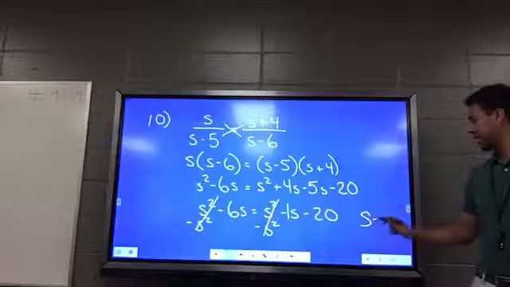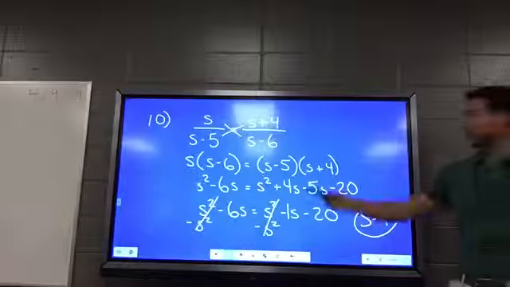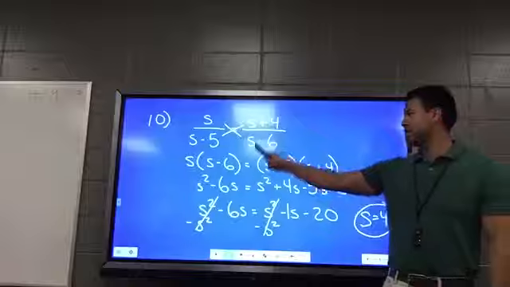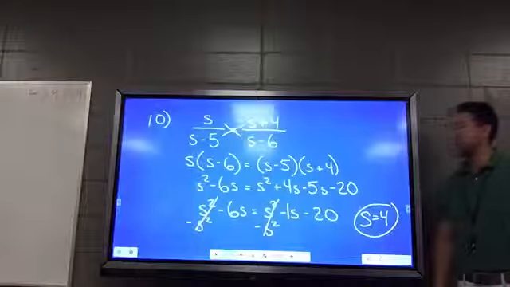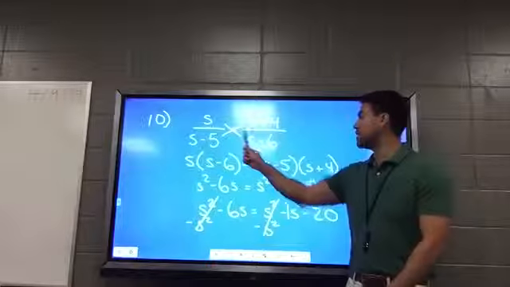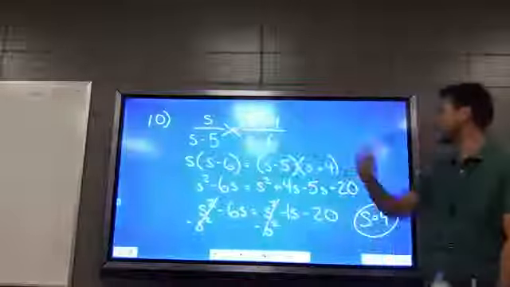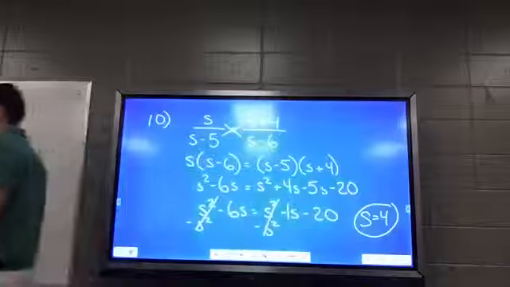Now, can s equal 4? Yes. What can s not have been? 6 or 5? And negative 4, it could have been negative 4. Are you looking up here? Remember, only the denominators. So you can have anything up there. You can have 0 even up in the numerator. All right, do the rest of them.